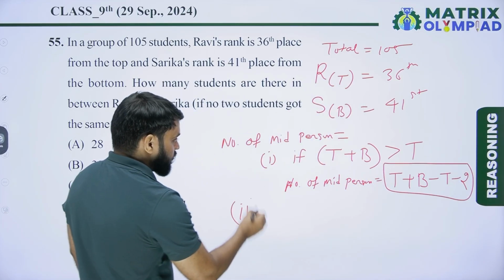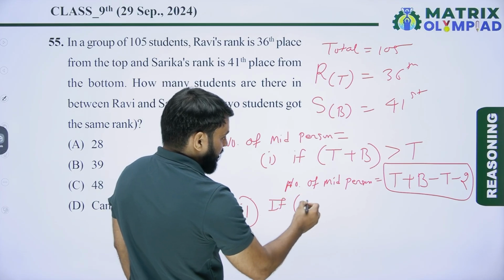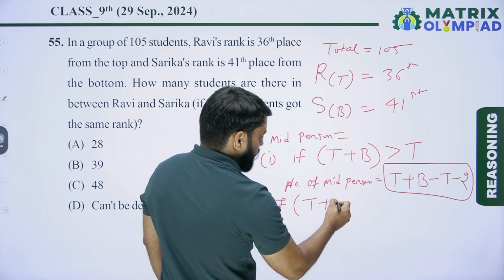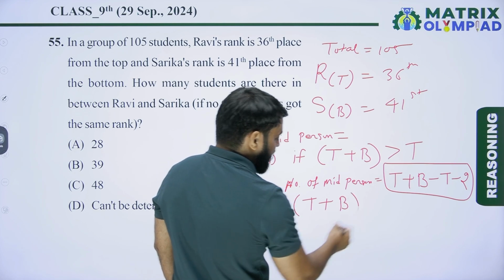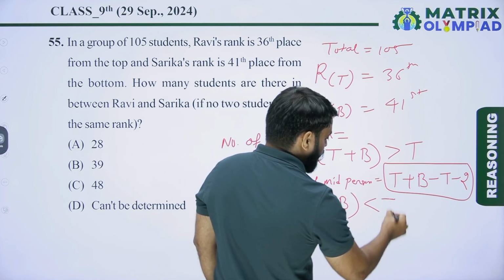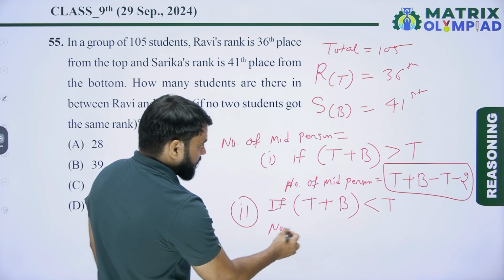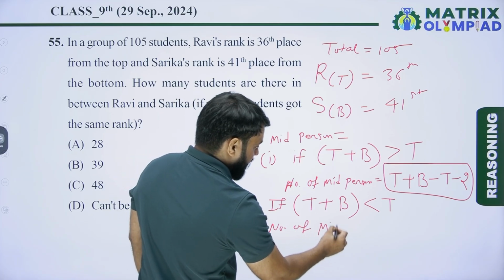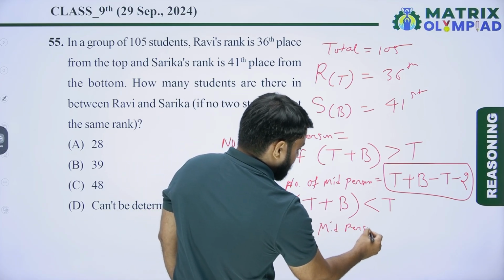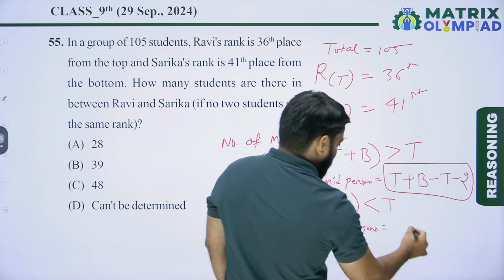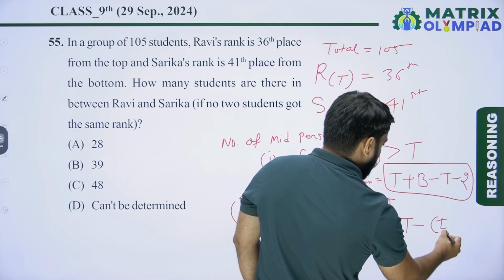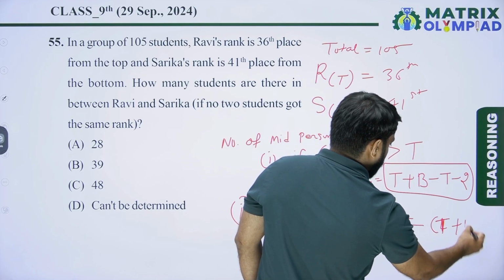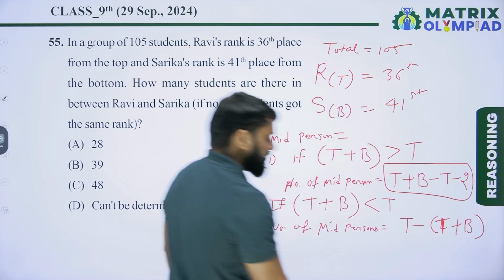Now condition number 2: if total plus top position of the first person and bottom position of the second person is less than total, then the number of mid persons is equal to total minus top position of the first person plus bottom position of the second person.